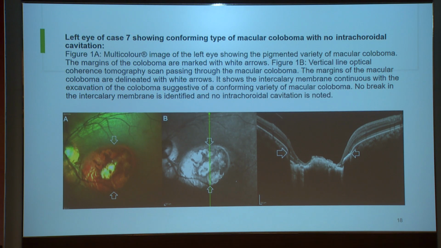The margins of the macular coloboma are delineated with the white arrows, and it shows the intercalary membrane continuous with the excavation of the coloboma, which suggests the conforming type. No break of the intercalary membrane is identified in this, and also there is no intrachoroidal cavitation.